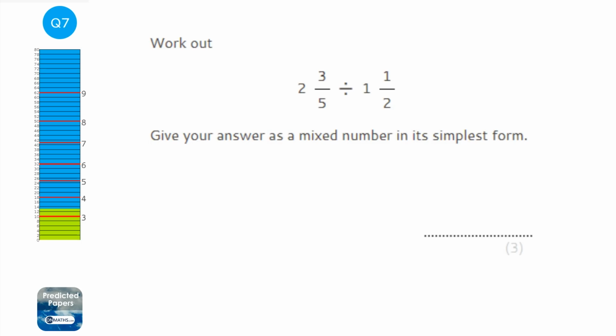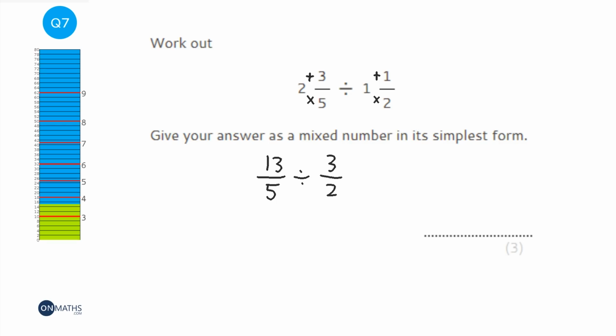Okay, whenever you add, times, take away, divide mixed numbers, you always make them top heavy or improper. So you do that by times the big number by the bottom and then adding it to the top. So we're going to do that. 2 times 5 is 10, add to the top 13. Keep the bottom the same. And 1 times 2 is 2, add to the top is 3.